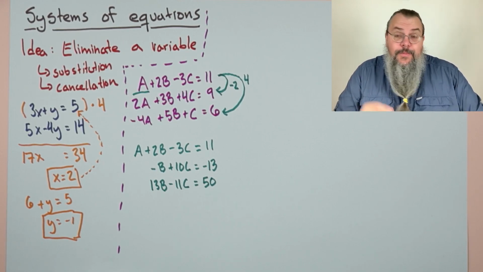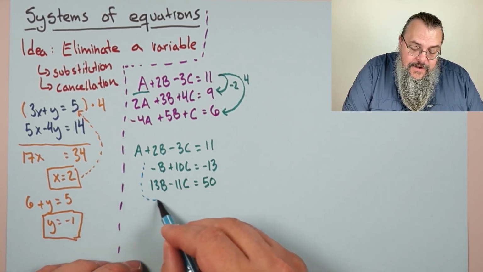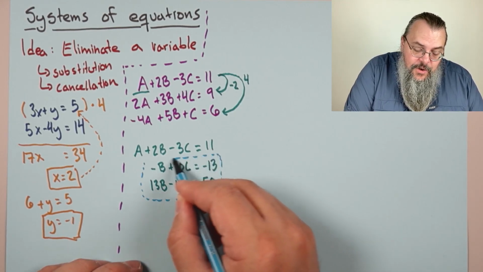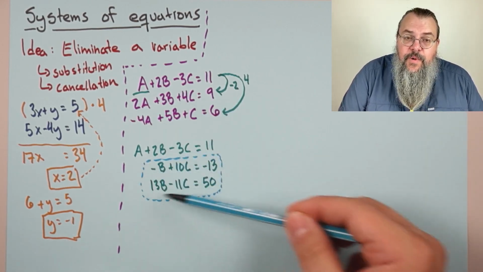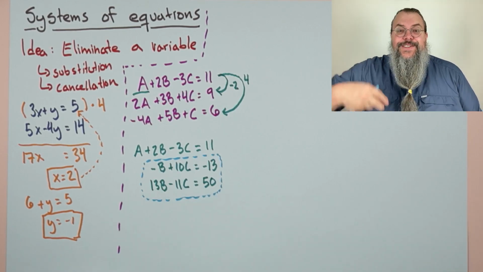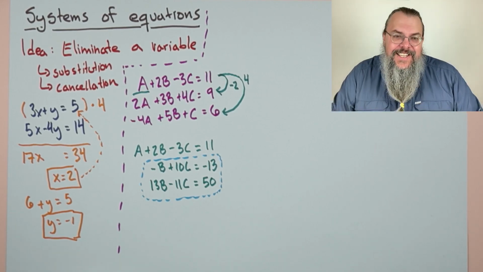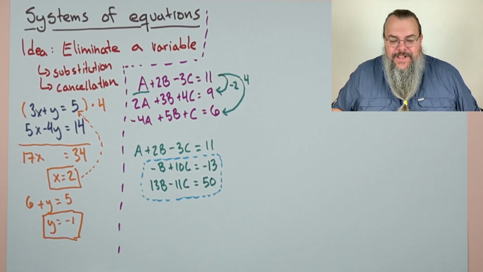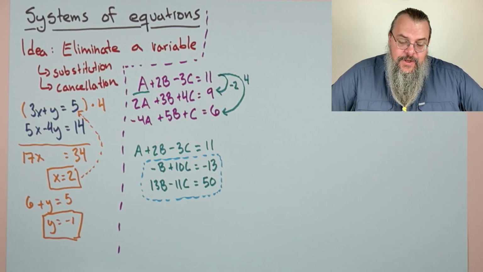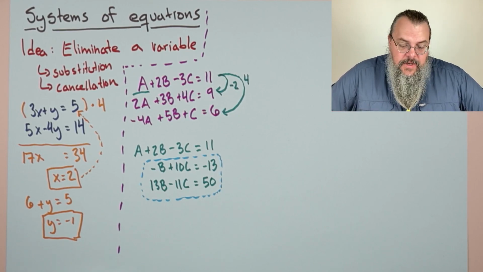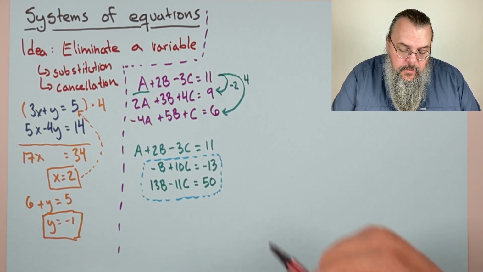Now, let's pause and see what's happened. We started with 3 equations, 3 unknowns, and now we have this smaller problem, 2 equations, 2 unknowns. Woohoo! Nice! This is great. This is wonderful. And it means we're on the right track. Okay, cool. Let's keep working it.